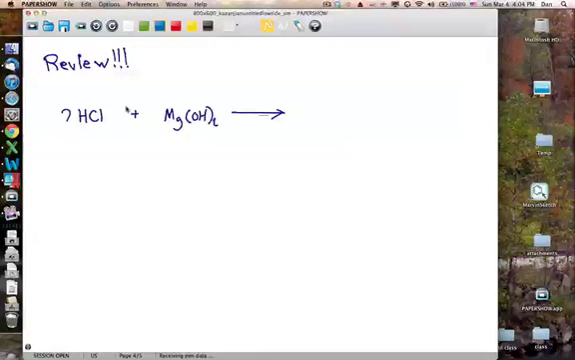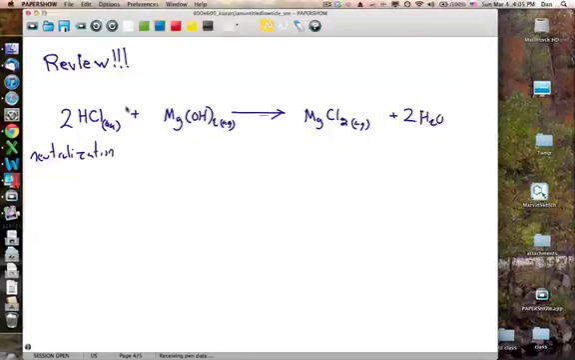So acids reacting with a base usually produce some sort of salt, MgCl2 aqueous, plus water. So this was a standard acid-base neutralization reaction. Well, it turns out that this is one of the reactions we actually do in the lab. We have a special device called a burette, which we fill with a solution, and we have our base of unknown concentration at the bottom.